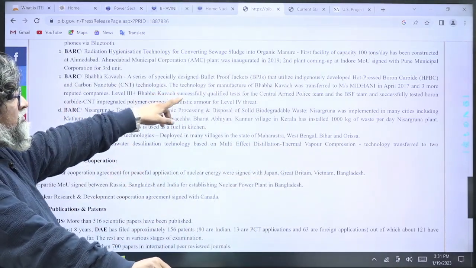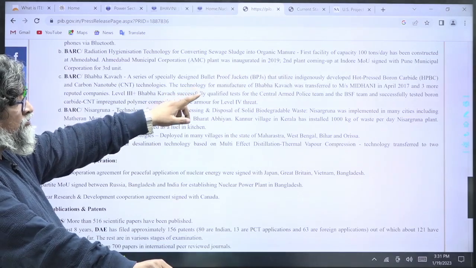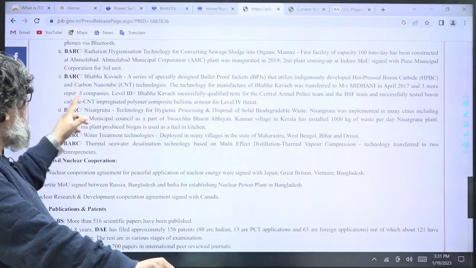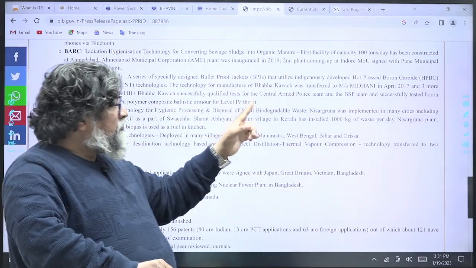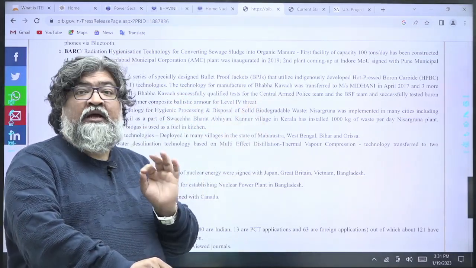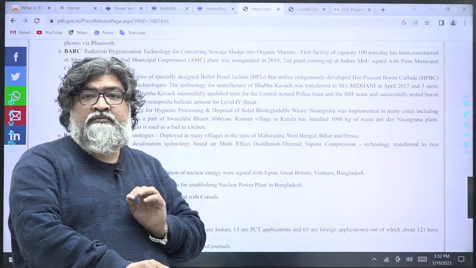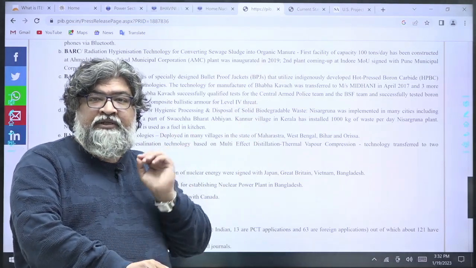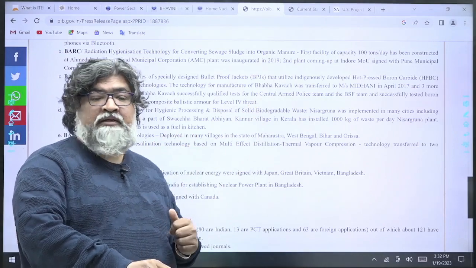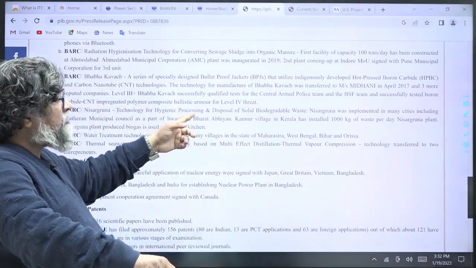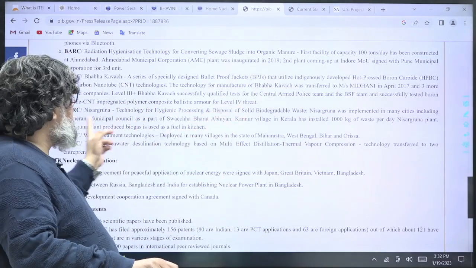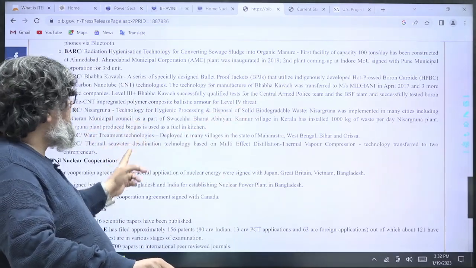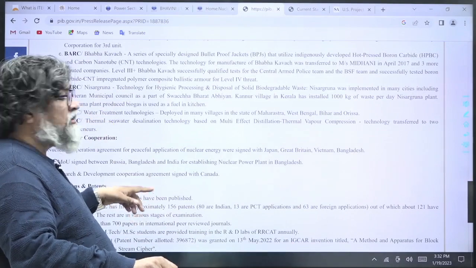Bulletproof jacket, indigenously developed hot pressed boron carbide. Se banaya gaya carbon nanotube, CNT, hot pressed boron carbide and carbon nanotubes, use of nanotechnology, nanomaterials. Lightweight developed kiya gaya, that has been given as Bhabha Kavach, transferred to Midhani, that's the name of the company which is making that, right? Is making for that. Then high level threat can be neutralized.